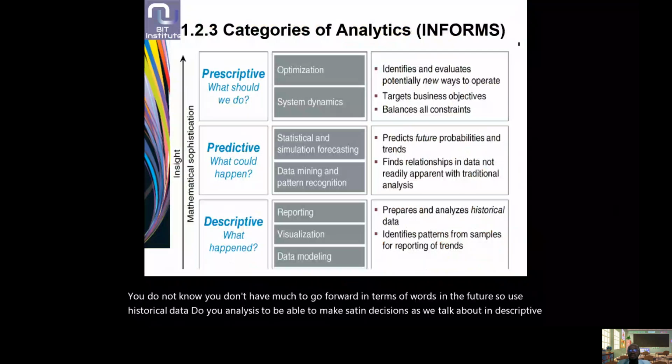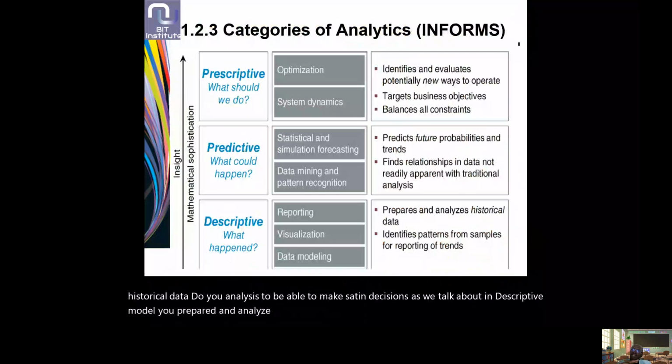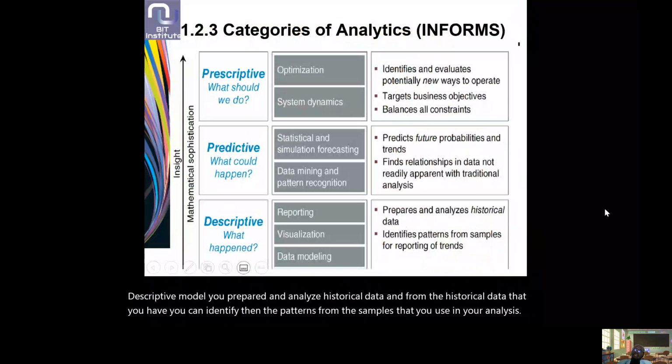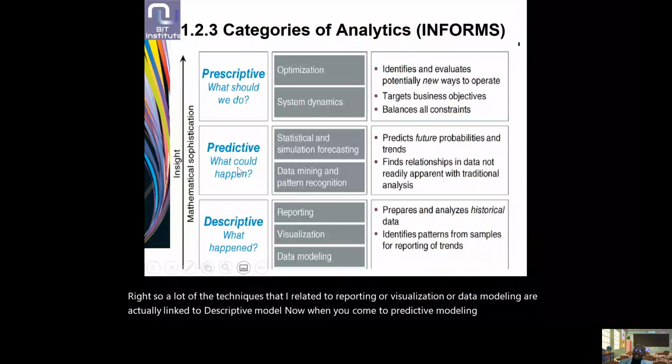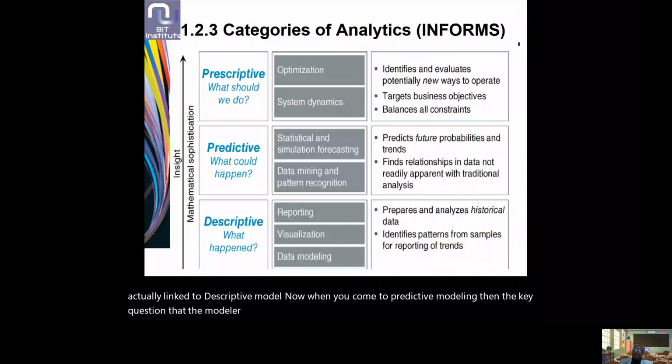You prepare and analyze historical data, and from the historical data that you have, you can identify the patterns from the samples that you use in your analysis, right? So a lot of the techniques that are related to reporting or visualization or data modeling are linked to descriptive modeling. Now, when you come to predictive modeling, the key question that the modeler asks is, what could happen? What happened is linked to descriptive, but what could happen is predictive in nature.